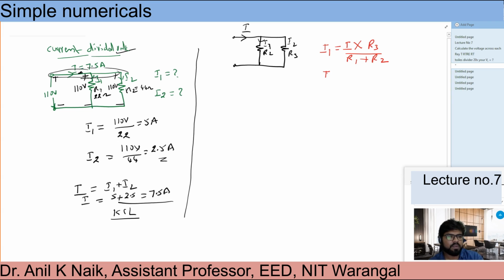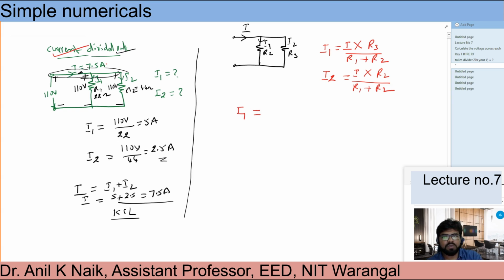Try to recall this. I2 is again the total current I into, and this is where I want to find the current, so I will take this resistance now, R2 by R1 plus R2. So these are the expressions you get from the current division technique. Now apply these to I1 and I2, and you can find the current I1.